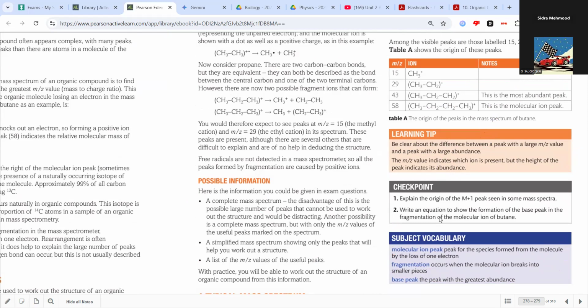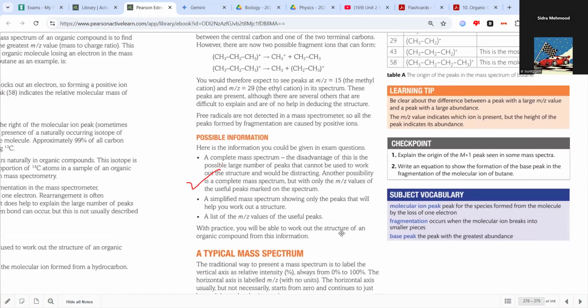Here's information you could be given in the exam questions. The complete mass spectrum. The disadvantage of this is the possible large number of peaks, which cannot be used to work out the structure and would be distracting. Another possibility is a mass spectrum with only the m/z values of the useful peaks marked on the spectrum. A simplified mass spectrum, only peaks that will help you work out a structure, and a list of m/z values of useful peaks. With practice, you'll be able to work out the structure of an organic compound.